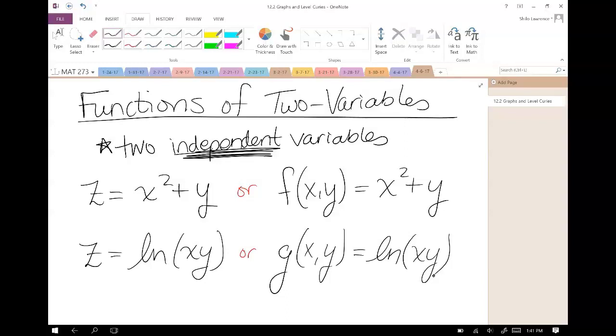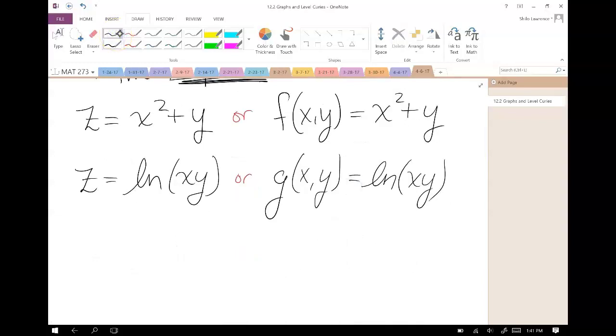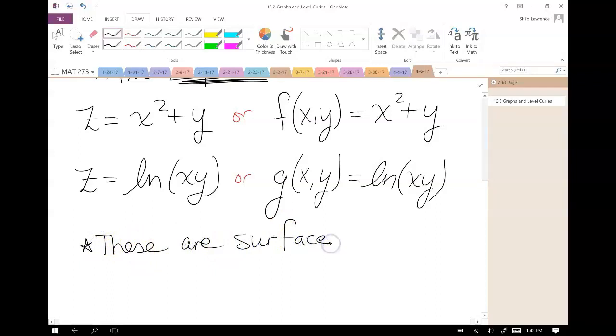We don't always have to use f as the name of a function. Especially if we have a problem that has several functions in it, we don't want them to all have the same name. They need to have different names if they're different functions. So sometimes it'll be a z, sometimes it'll be function notation. But they mean the same thing. So these guys are surfaces in three-dimensional space because there are a total of three variables.